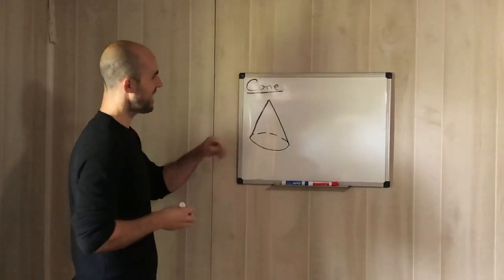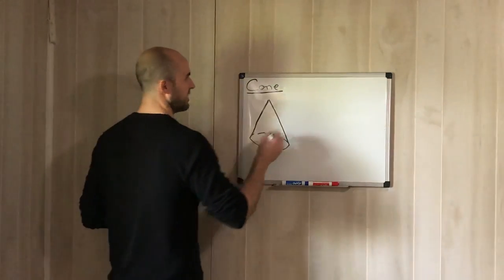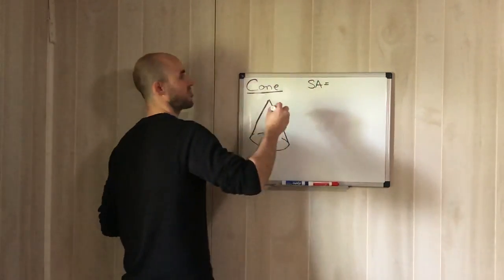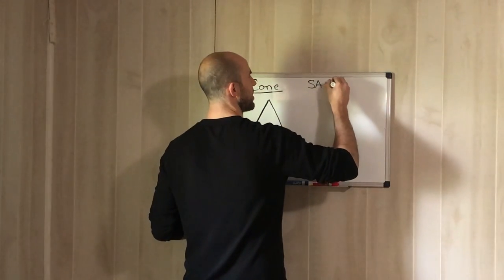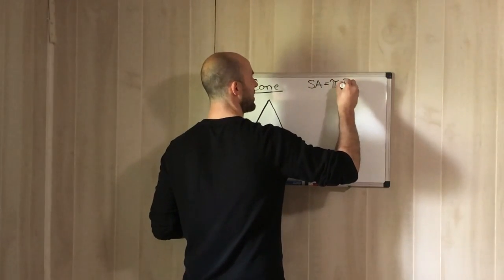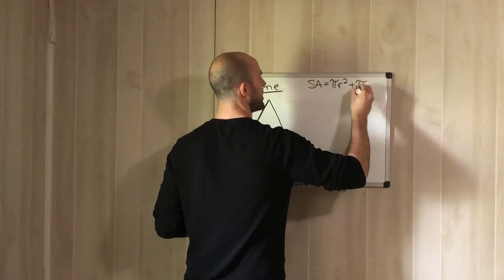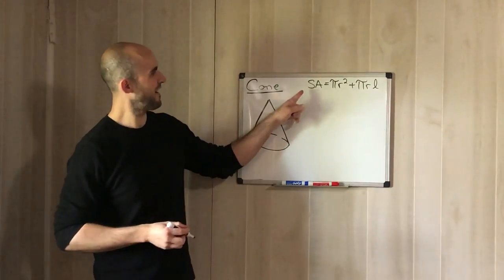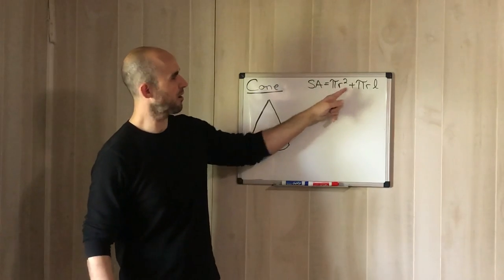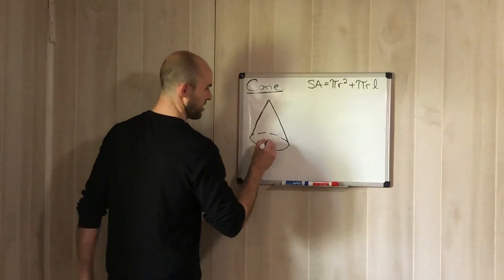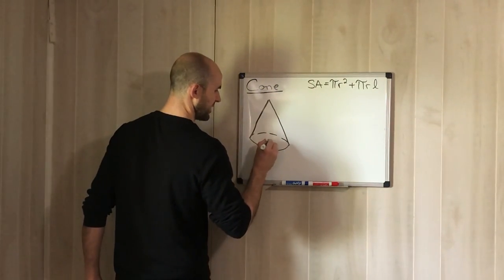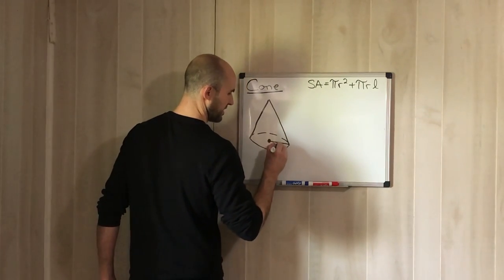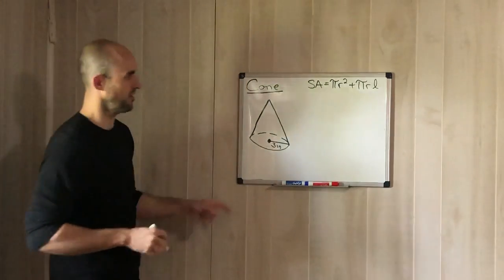To find that cone, to find surface area, let's start with that. We know that the formula for finding surface area of a cone is going to end up being pi r squared plus pi r l, right? So in order to find the surface area of a cone, r always stands for the radius. So when you're dealing with the radius, you're dealing with the circle. So let's say that the radius here is going to end up being 3 inches. Again, just simple terms to deal with.